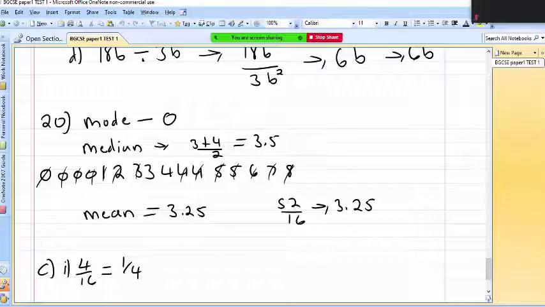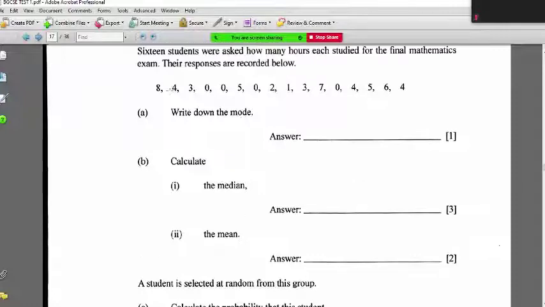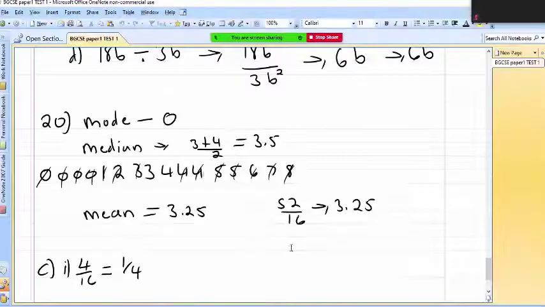So the next question asks us, calculate the mean. The mean is basically the average. So I add everything up and I divide by the amount of data points that I have. Okay, so in this case, the mean will be 3.25. I add all these numbers up and then I divide by how many? 2, 4, 5, 6, 7, 8, 9, 10, 16. Okay, so 52 divided by 16, when you add all of them up, it gives you 3.25.